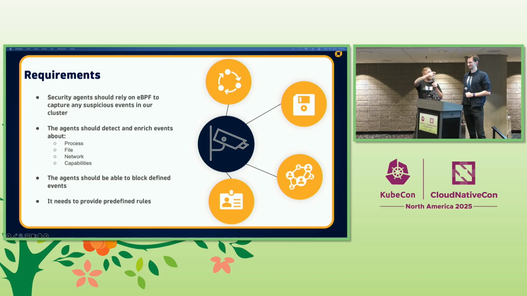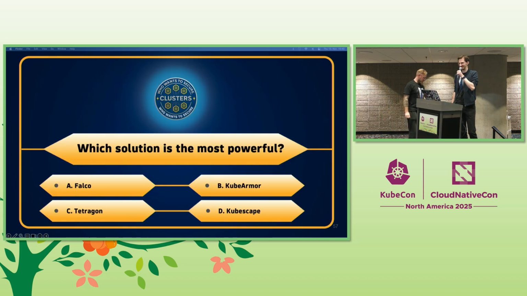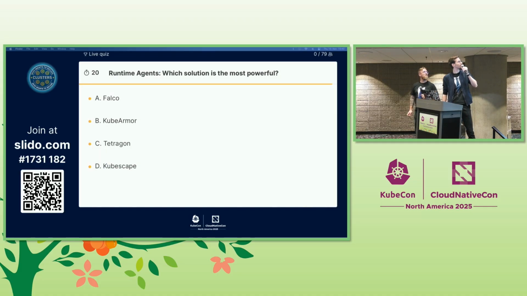So here are the 4 solutions. We have Falco from Sysdig, Tetragon from Isovalent or Cisco, KubeArmor from, I don't remember, and then we have Kubescape from Armo. So the question is, you know the game, which is the most powerful one, according to our research. Going to Slido again. And here is the question. A, Falco, B, KubeArmor, C, Tetragon, or D, Kubescape.